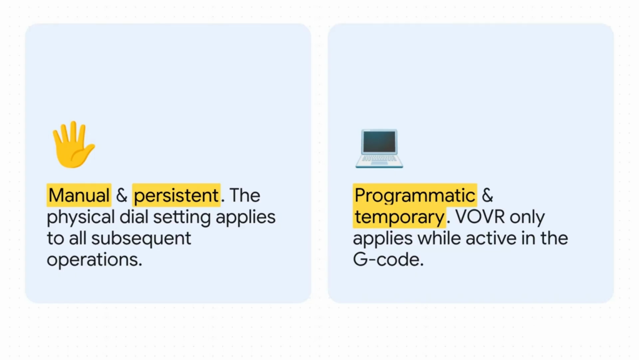So think of it this way. The physical dial is like a light switch on the wall. It stays on until you physically flip it off. VOVR is more like a motion sensor light. It's on for a specific programmed reason, and then you need to tell it to turn off.